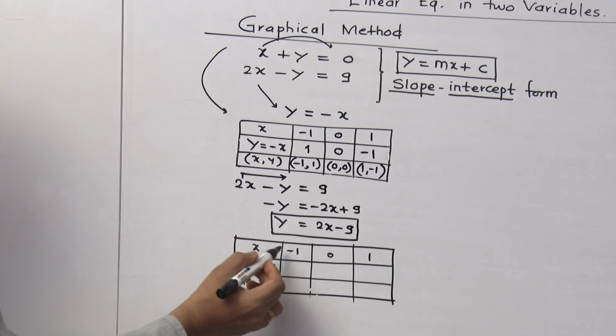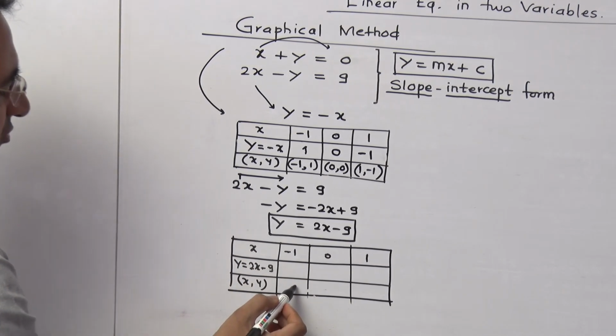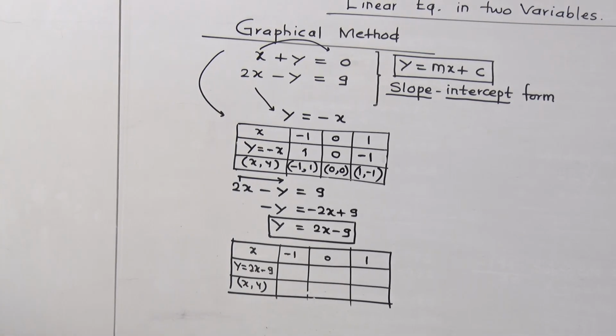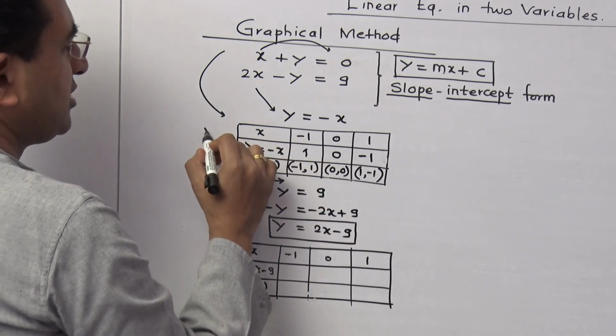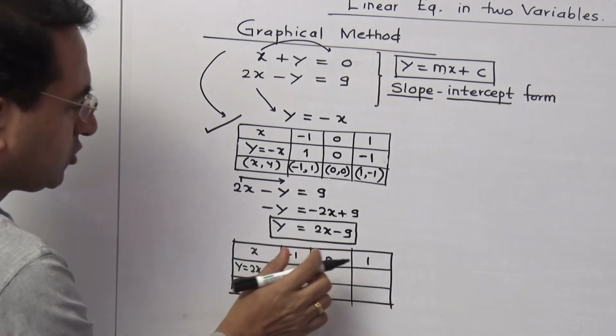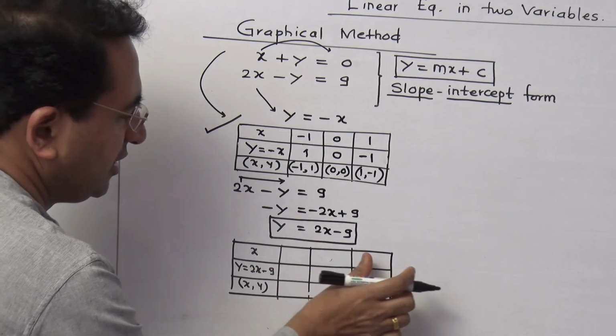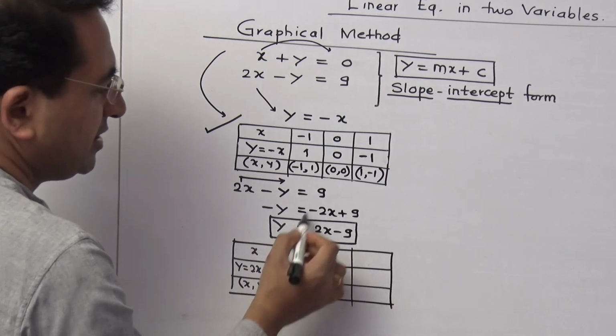If I put minus 1 here, then minus 2 minus 9 means it becomes minus 11. And that's why we don't select this kind of numbers every time. Majority of the times this system will work. But in few situations, to accommodate the points easily on the graph, we are supposed to manipulate this.